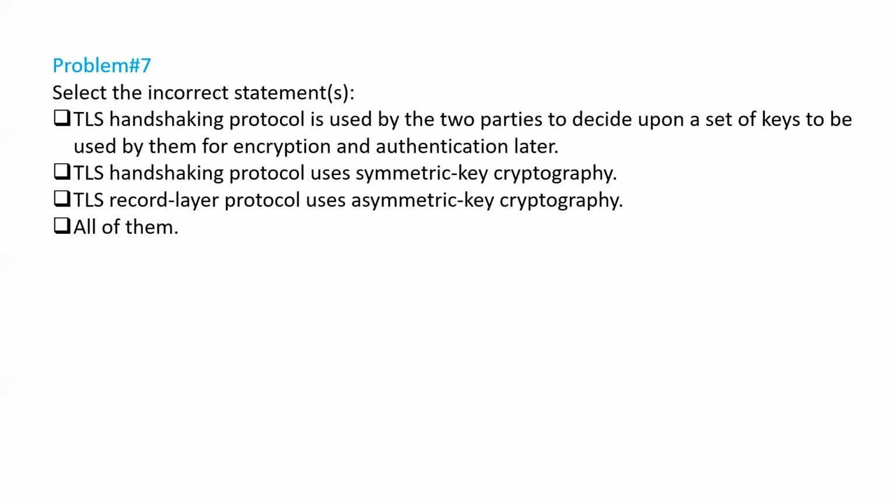Okay. So in TLS, there are two phases of interaction. First is the handshake and then the record layer protocol. So the handshake protocol is, as the first statement mentions, used by the two parties to decide upon a set of keys to be used by them for encryption and authentication later. Later means in the next phase, which is the record layer protocol. So this is indeed true.